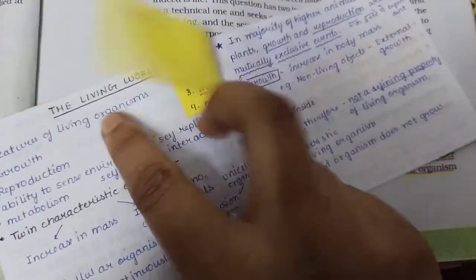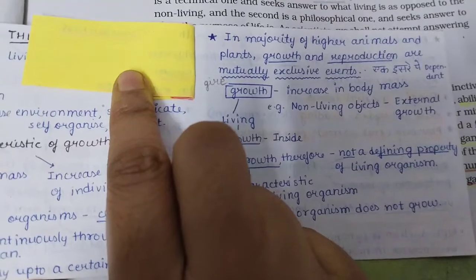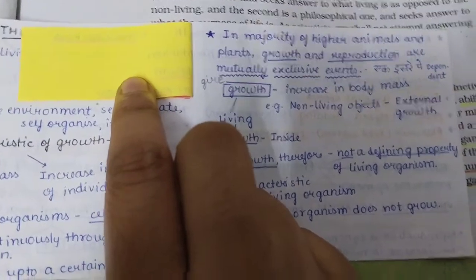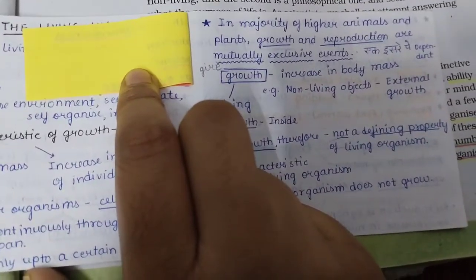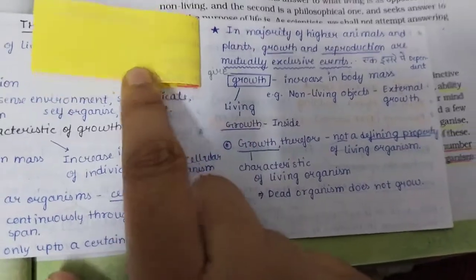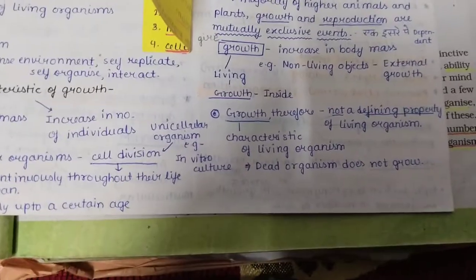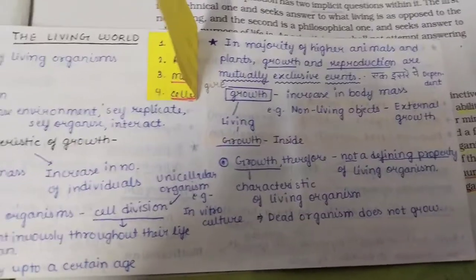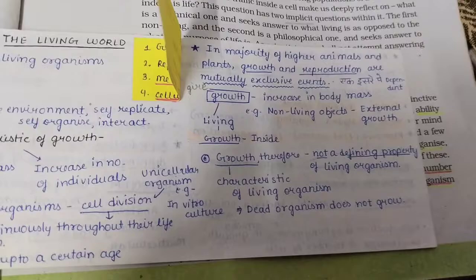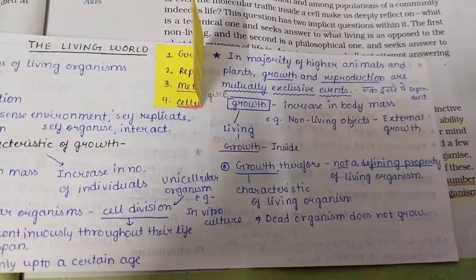After this, I've written something else inside this. That is, in the majority of higher organisms and plants, growth and reproduction are mutually exclusive events. Growth is increase in body mass. For example, in non-living objects, external growth takes place, but in case of living, there is growth from inside. Therefore, we cannot make growth a defining property of living organisms, since non-living objects also have some external growth. So growth is a characteristic of living organisms, but not a defining property, because it can be a characteristic, since a dead organism does not grow.